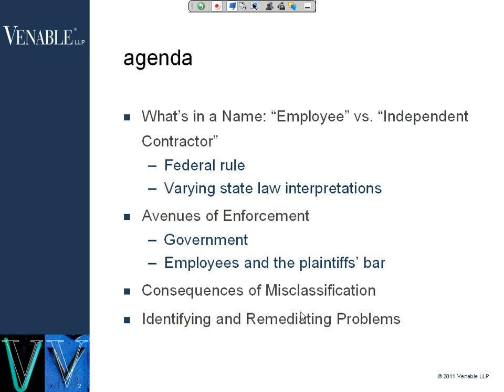And then we'll end with identifying and remediating problems, and we'll talk about some of the common issues that we see in our practice with different nonprofits and other entities, and some solutions to try and resolve issues when they arise.